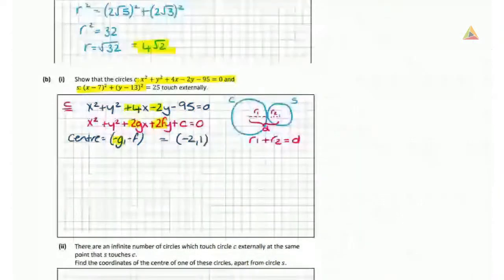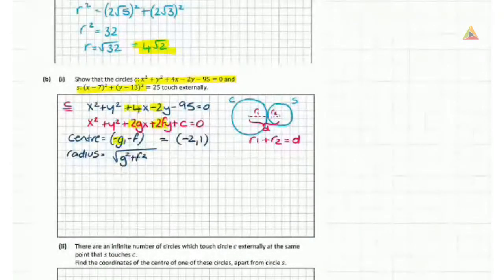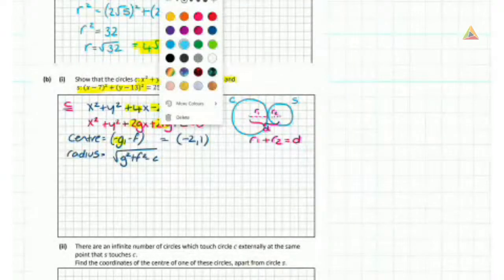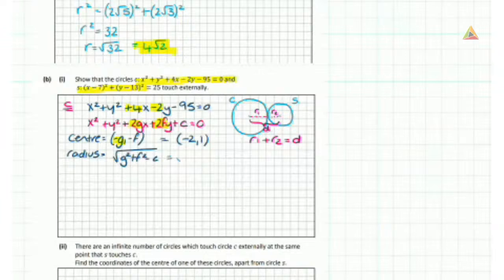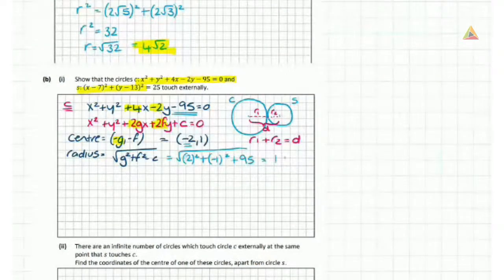And for your radius, you're plugging straight into your formula from your log tables. Square root of g squared plus f squared minus c. So that's going to give me the square root of 2 squared, because remember this is minus g, plus minus 1 squared for f, minus c. So this is plus c, so minus c will be plus 95. And that should give me a radius of 10 for that first circle C.